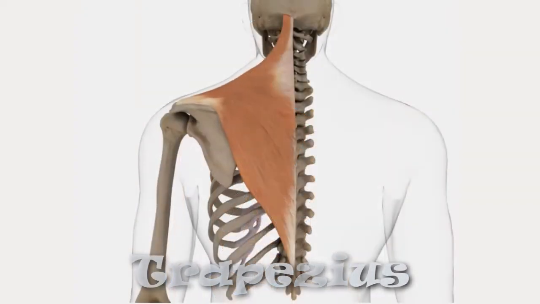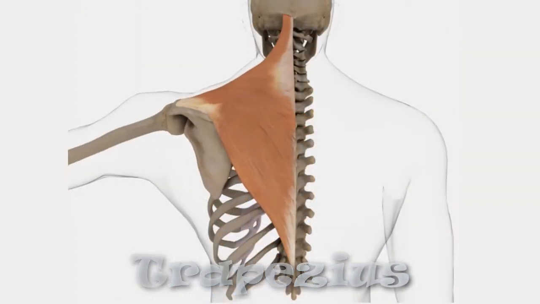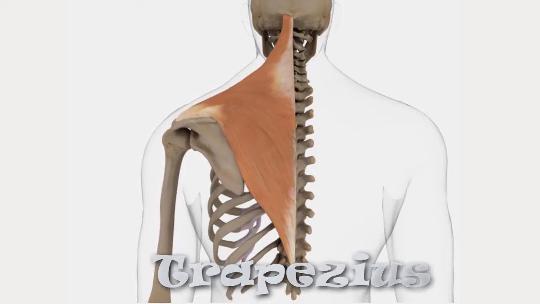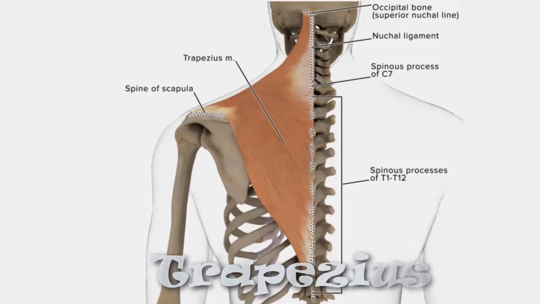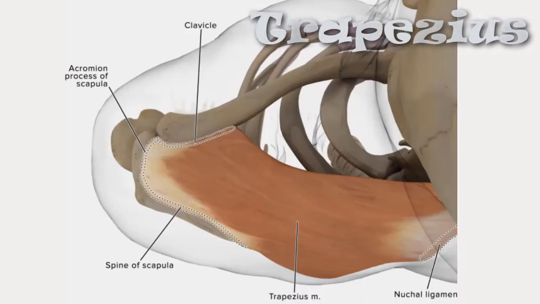This functions in elevation, adduction, and depression of the scapula. Its point of origin is the occipital bone, the spines of the 7 cervical vertebrae, and all thoracic vertebrae. The points of insertion for this muscle are the clavicle, acromion, and spine of the scapula.